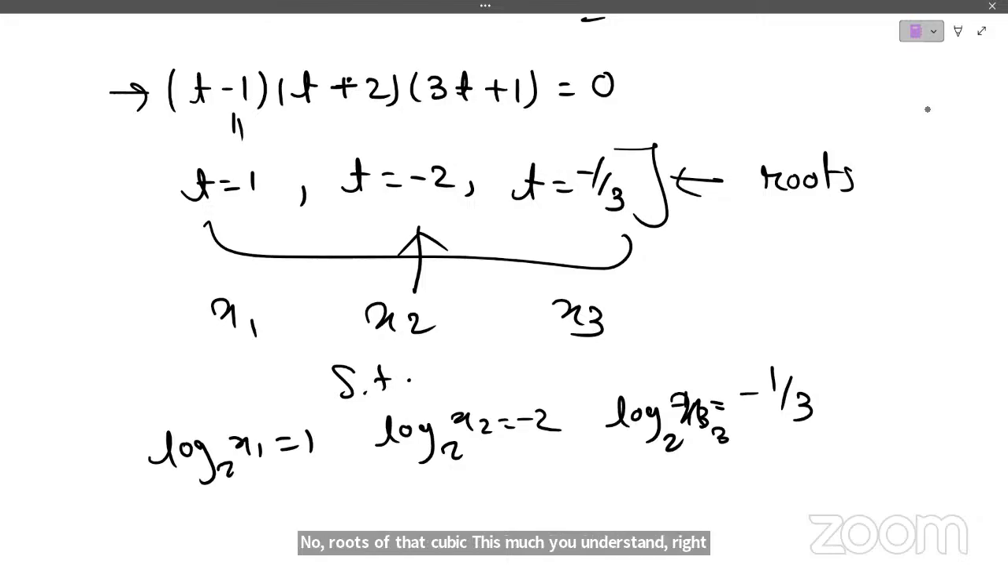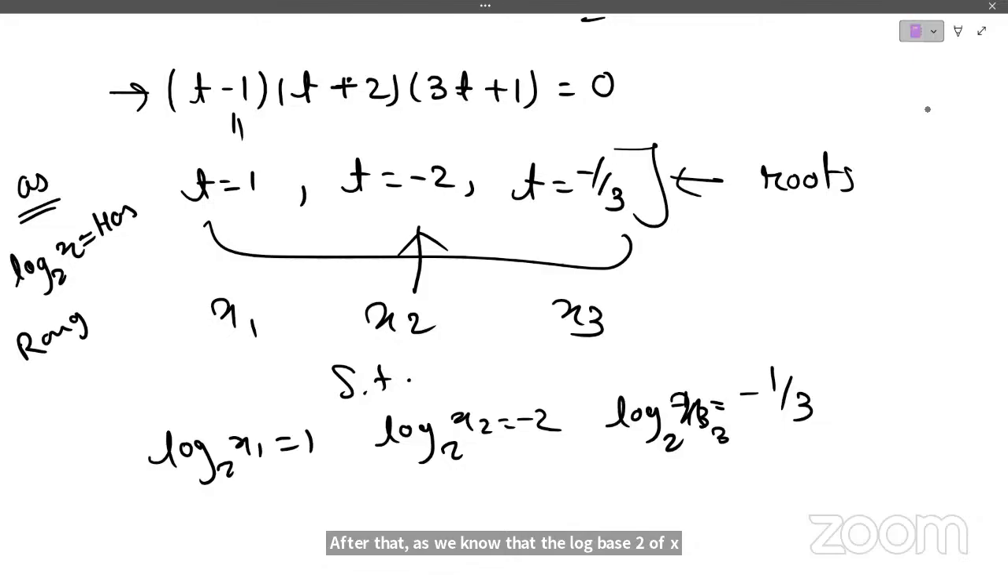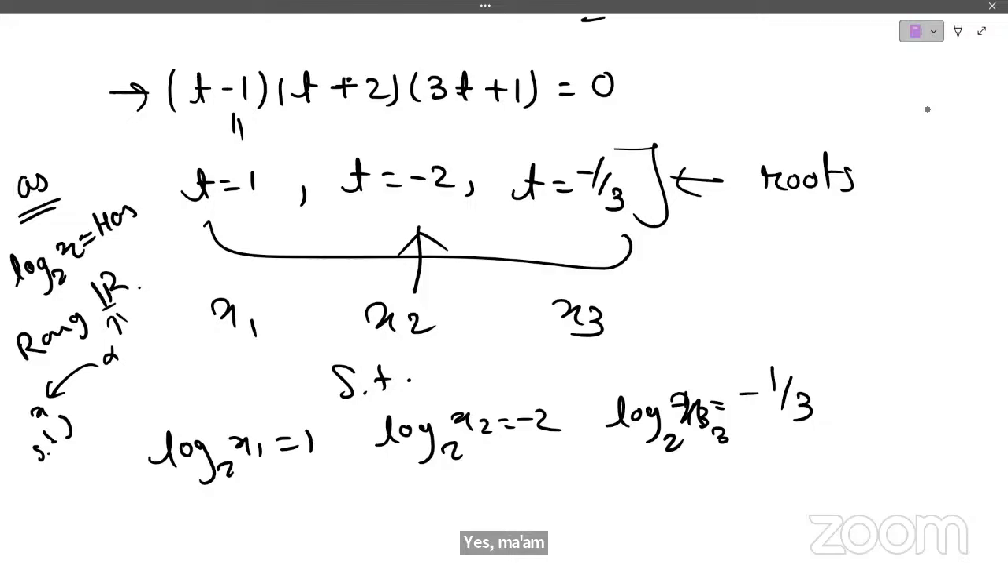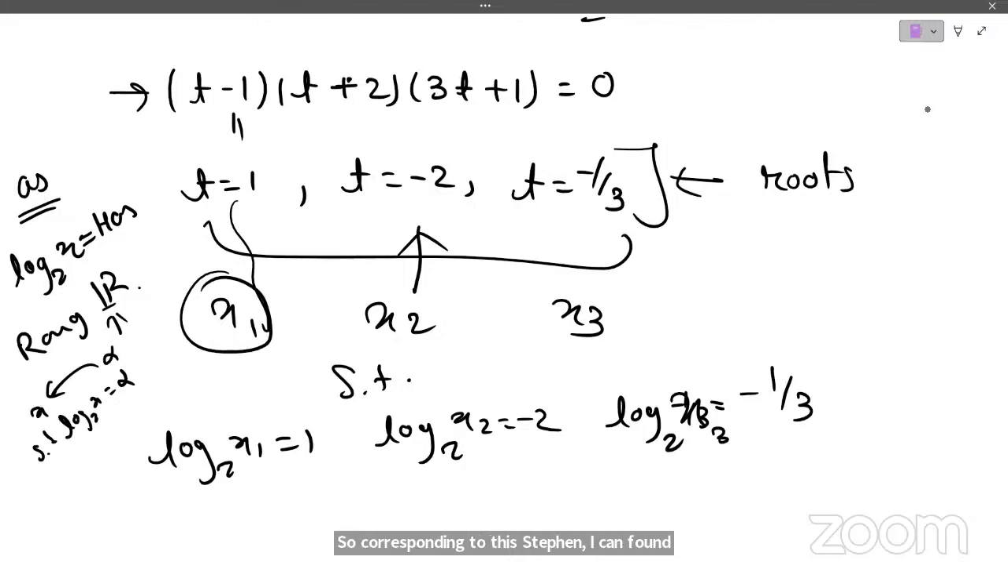Yes, ma'am. Understood. After that, as we know that log base 2 of x has range the whole real line, right? Yes, ma'am. That means for every real number, we can find an x such that log base 2 of x is equal to that real number alpha, right? Right, ma'am. So corresponding to this t1, I can find an x1 such that log base 2 of x1 is equal to 1, right? Right, ma'am.